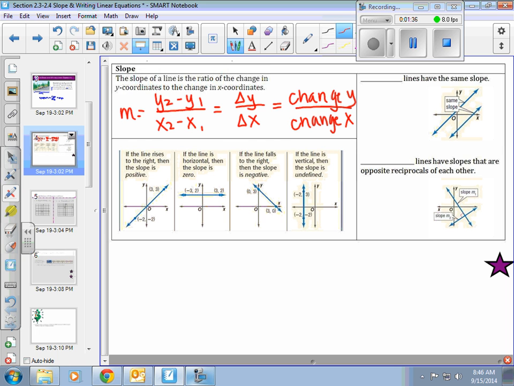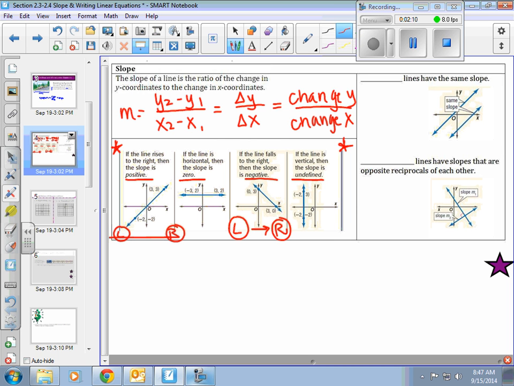So let's just look at some basic equations of lines. Looking at this box here, if the line rises to the right, then the slope is positive. Notice this one, as you read from left to right, it goes higher, so that means it is positive. This next one, as you go from left to right, you're not increasing at all, so it is a slope of 0. If it falls as you look from left to right, that is a negative slope. And if it is straight up and down, there is no slope.